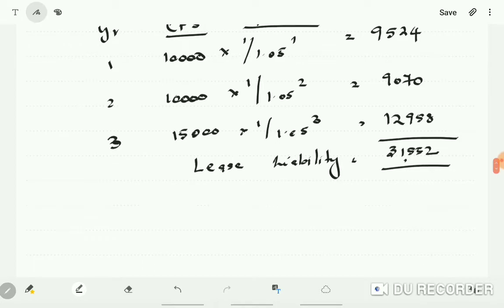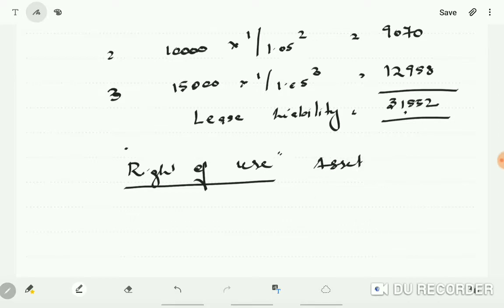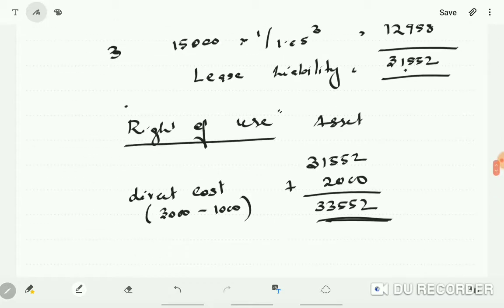And next one is how much is for the right of use asset. So for the right of use asset, we have already seen whatever amount we have calculated for the liability. So how much is that? 31,552 plus any payment made at the commencement of the lease contract. There is no such information. So now we have to add the direct cost incurred by the lessee for arranging the lease. That is given as 3,000. Of that, 1,000 he got from the lessor. So only 2,000 he incurred. So the lease asset will be 33,552 and the lease liability will be 31,552.